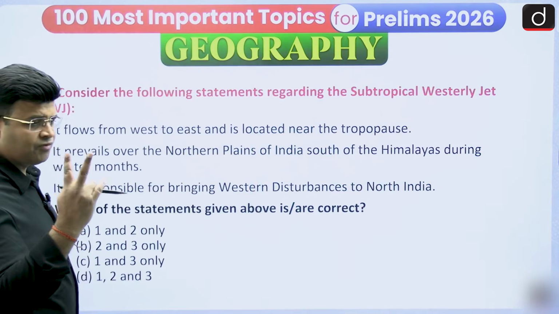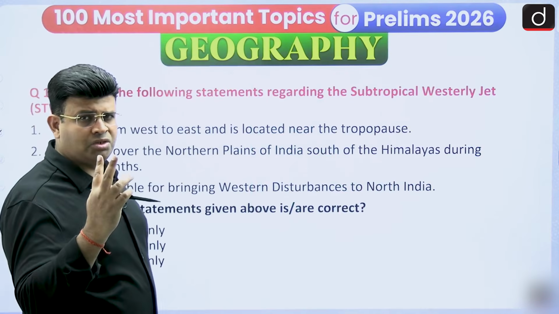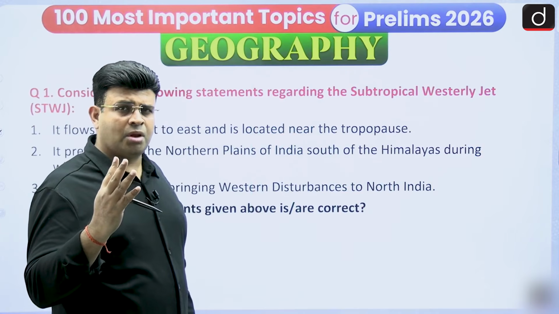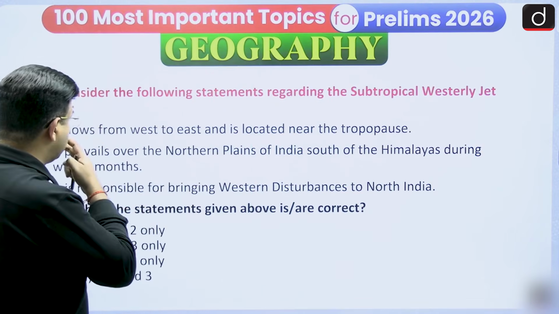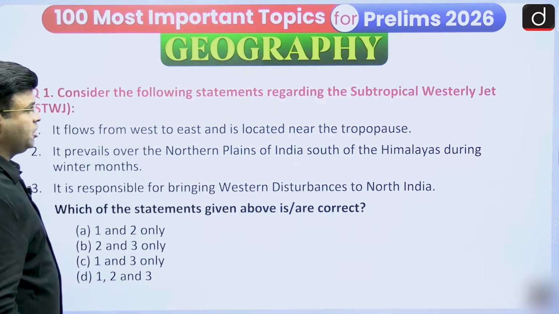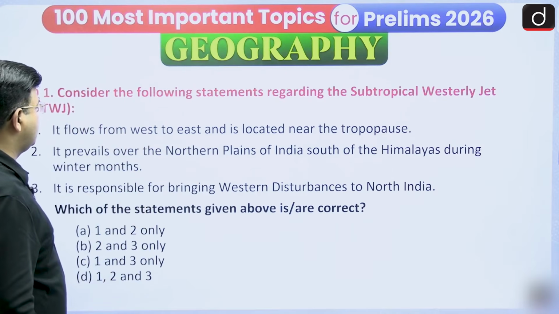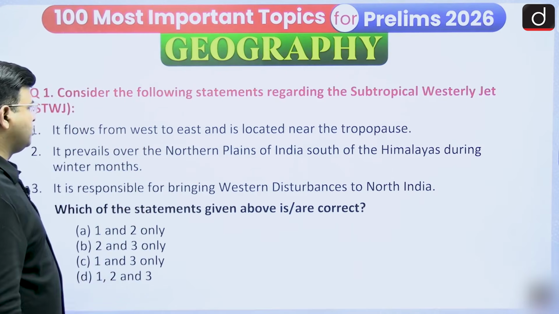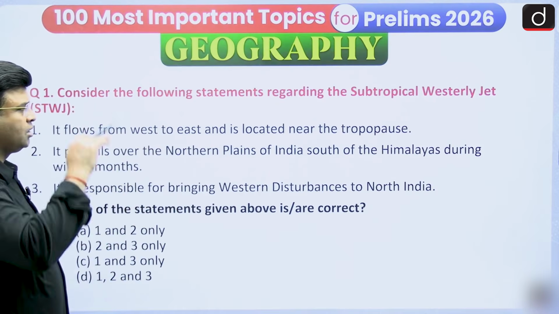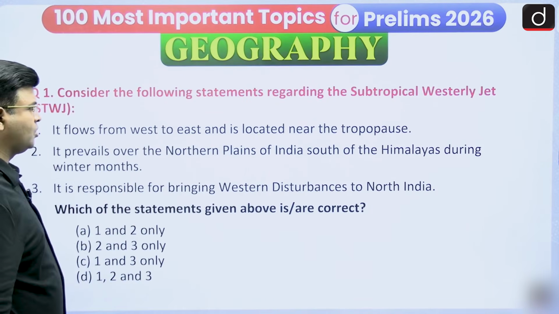Two jet streams affect India: the subtropical westerly jet stream and the tropical easterly jet stream. Consider the following statement regarding the subtropical westerly jet stream: that it flows from west to east and is located near the tropopause. We have to say whether it is right or wrong.